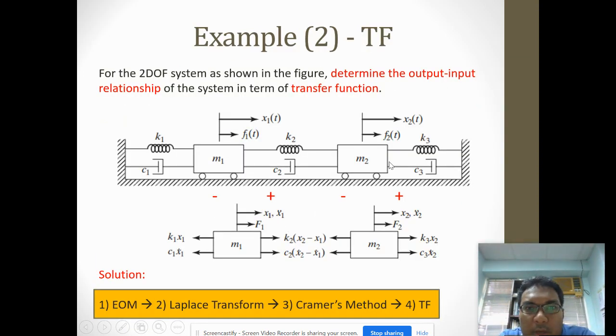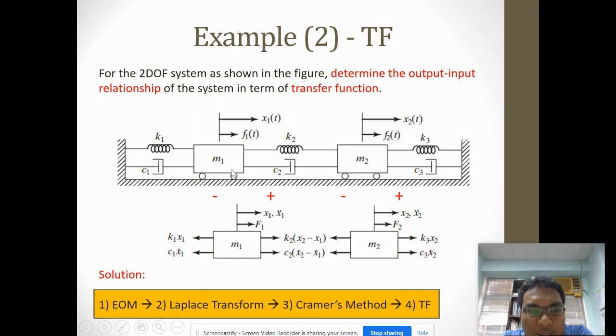Okay, the next one is on the transfer function. This is mostly related to your assignment. So you can use this as a reference on how you can derive your equation of motion, and also later you can build up your model in MATLAB and simulation software. For the two degree of freedom system as shown in the figure, determine the output input relationship of the system in terms of transfer function.